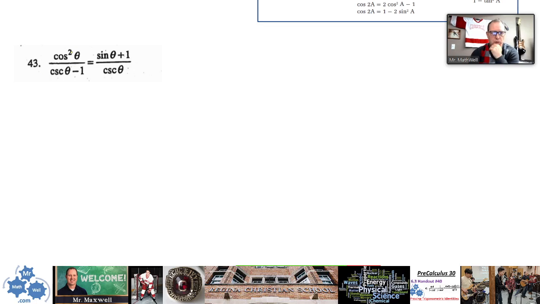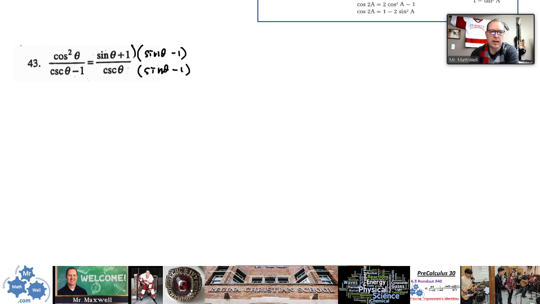Okay, so for 43 we have some options. We can multiply top and bottom by conjugates here. That's what it looks like we probably want to focus on. So let's see. I tell you what, why don't we multiply top and bottom on the right side here by sine theta minus 1. Okay, sine theta minus 1.